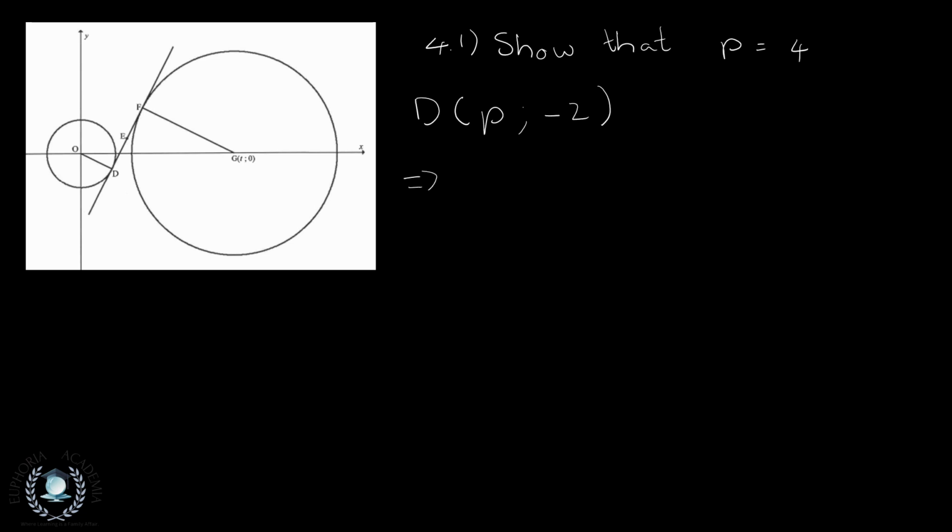All right. So the equation of the smaller circle is x squared plus y squared is equal to 20. Now, if we sub in the coordinates of D, we're going to have p squared plus, I always recommend substituting and then putting brackets around whatever you're substituting, (-2) squared is equal to 20. Now, after doing some maths, we will find that P is equal to 4.